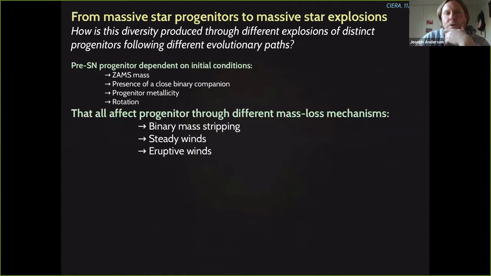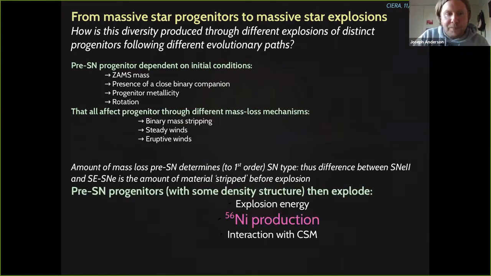Then this evolves through stellar evolution. The main thing that happens that's important in terms of the classification we get to at the end, at least to first order, is how these different initial setups will affect the star during its evolution through different mass loss mechanisms. Whether that's binary mass stripping, whether that's steady winds that occur through the lifetime of the star, going through the different stages of its evolution, or whether these are eruptive winds, things happening on shorter time scales in an explosive manner. All of these remove mass from the star. Then dependent on the amount of mass that's removed from the star, this leads to the supernova type classification. That's the difference between type 2 supernovae and stripped envelope supernovae: the amount of material stripped before explosion.